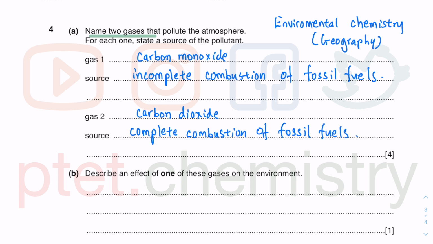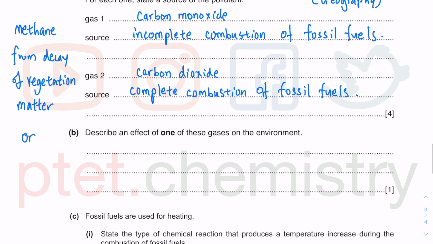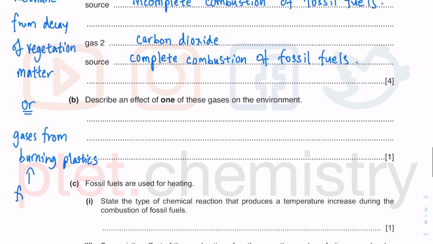And then we also have other gases such as methane. That's another environmental pollutant, an air pollutant. Methane is from the decay of vegetation matter. When you grow a lot of vegetables and they decay because they go bad over time, they will release a large amount of methane. Or you can also say gases from burning plastics. That was also in the syllabus. Gases from burning plastic are toxic gases. And of course, where do you get it from? From burning plastic.